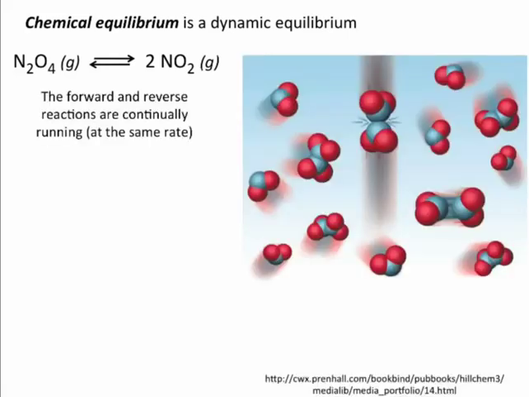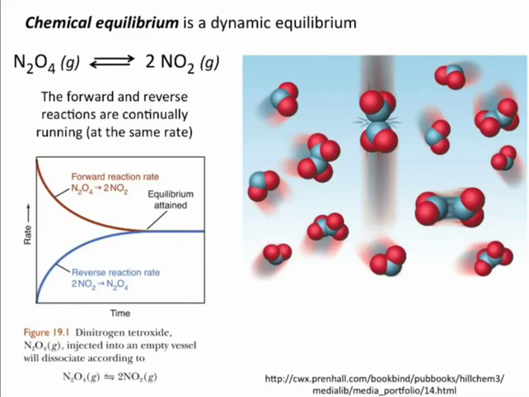So this is a dynamic process. The forward and reverse reactions are continually running. It's just the rate is the same, forward and back. And at the moment, we don't care what that rate is. That's kinetics. How long it takes you to reach equilibrium, that's the realm of kinetics. But for now, when we talk about equilibrium, we don't care how we got there or how long it took us. We just care that we're there, and what does it look like now that we're here.